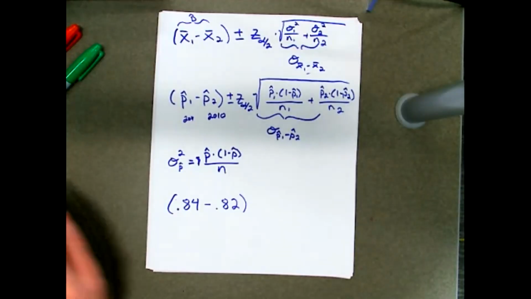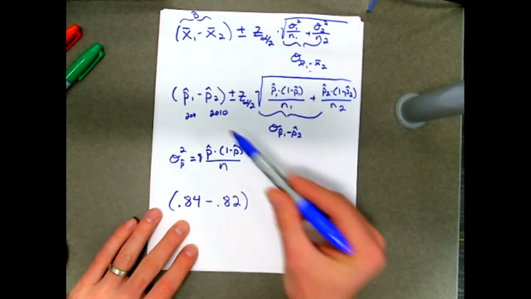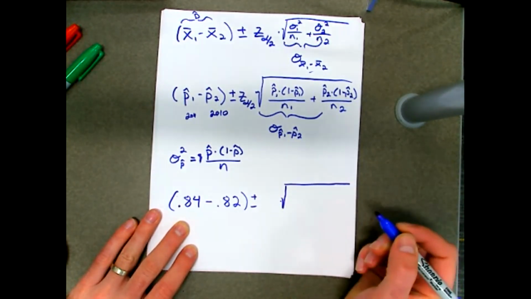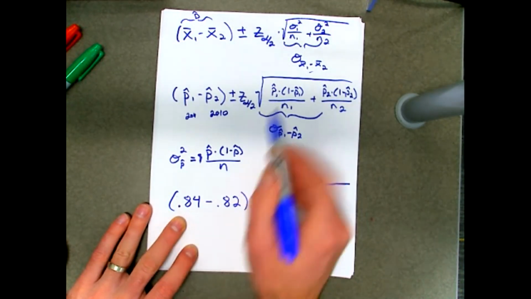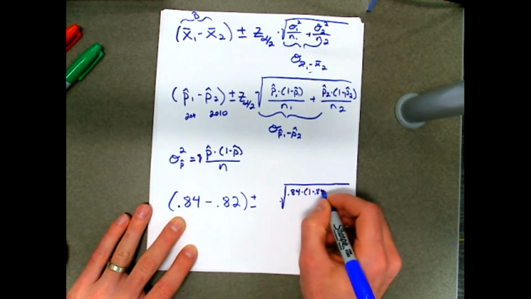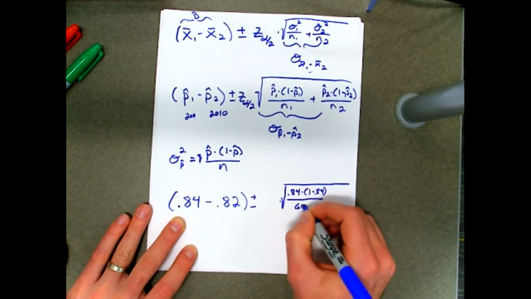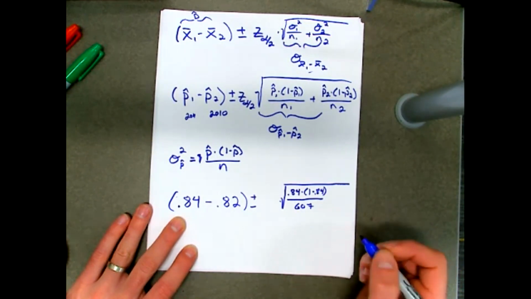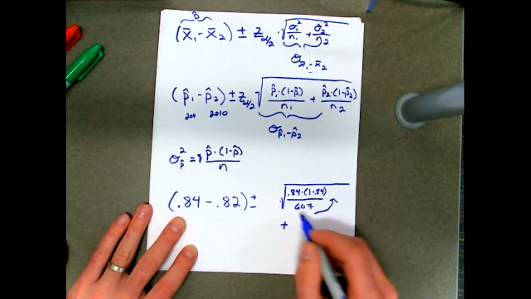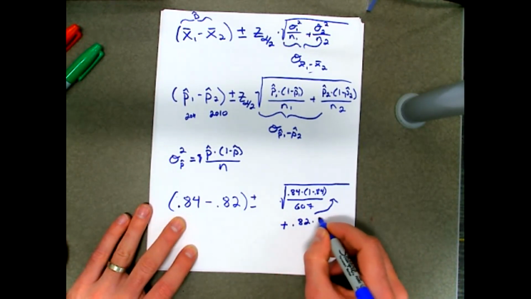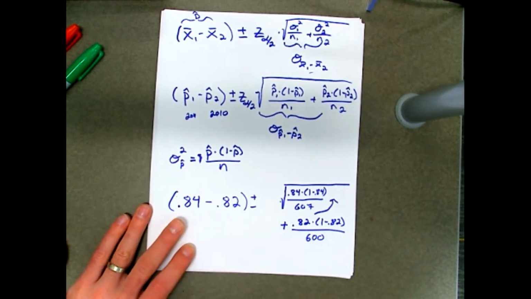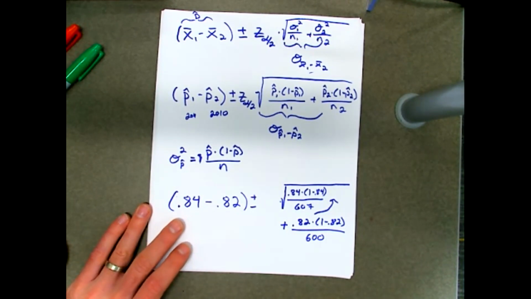We'll blow this up for a second so we can see this. From there, it's just a matter of plugging in everything that we know. My sample proportion from group 1 was 0.84 times 1 minus 0.84 over the sample size, which if I remember correctly was 607. I didn't leave myself enough room, so we're going to add to that the sample proportion from group 2 times 1 minus that sample proportion from group 2 over group 2's sample size. Hopefully you left yourself a little more room than I did.